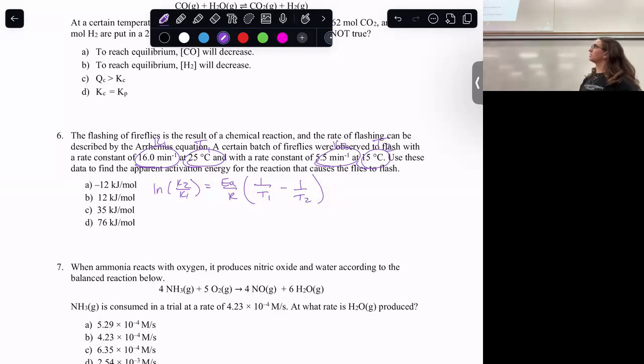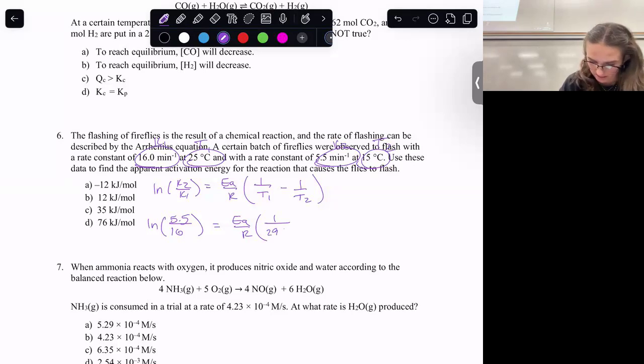All right. So then you can just plug in what you want for this. K1 or K2 we said was 5.5 over 16. It's equal to EA over R. And we have 1 over, we need to change our Celsius into Kelvin. So then we have 1 over 298 minus 1 over 288.